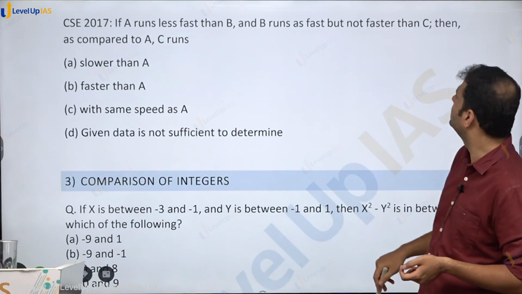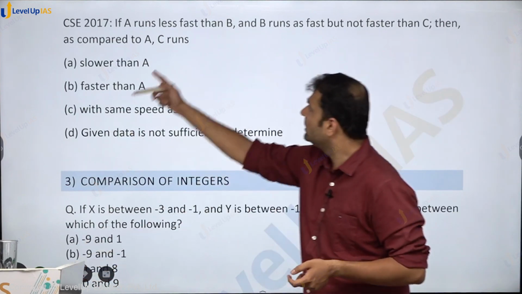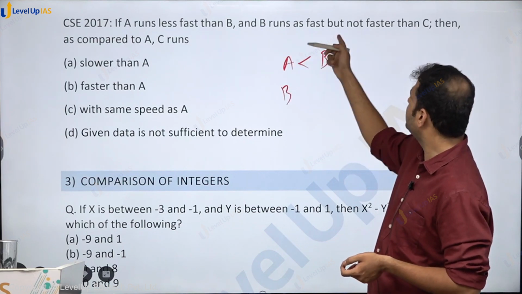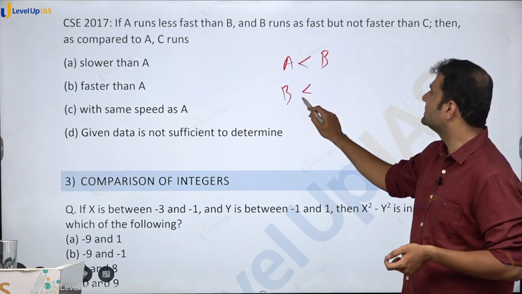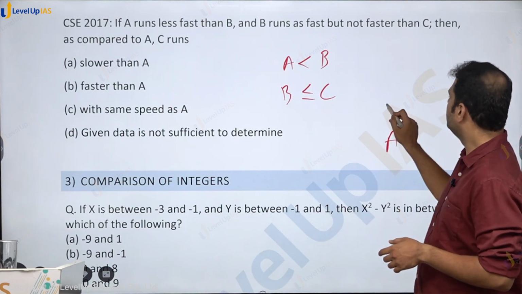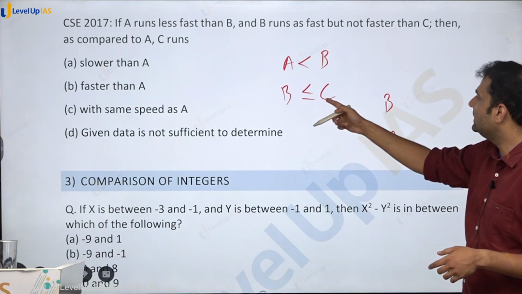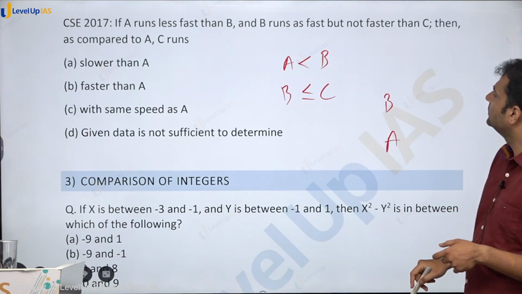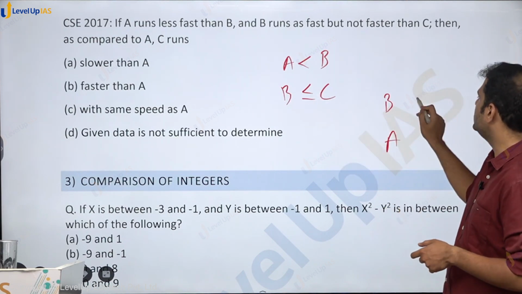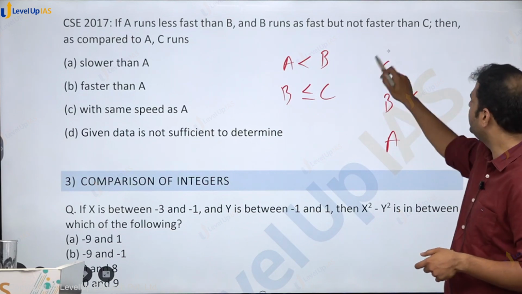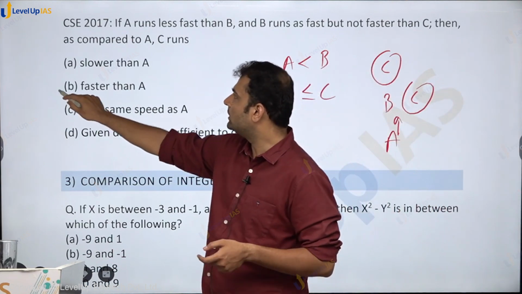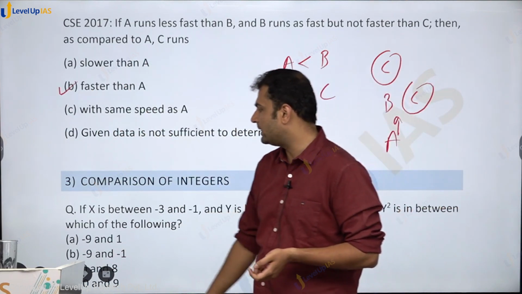Again, very simple. A runs less fast than B. So A less than B. B runs as fast as but not faster than C. So less than or equal to C. So as compared to A, C का क्या होगा? So A यहाँ पे है, B runs faster than A and C is greater than or equal to B. So C can be here or here. But in any case, here or here, it will always be above A. So C will always run faster than A. As simple as that.